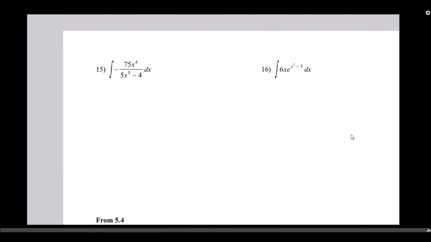So it looks like 15 is a lot like number 13. What we're going to try to do is set up another situation where we have the integral of du over u, because that's equal to the natural log of the absolute value of u plus c. So again, I'm going to let that denominator term equal u.